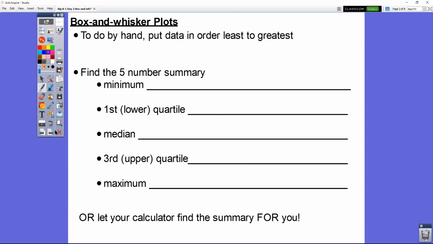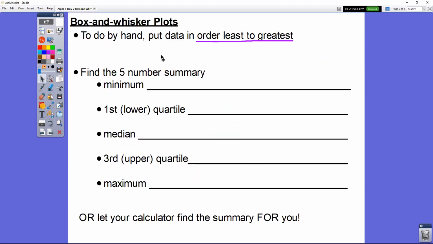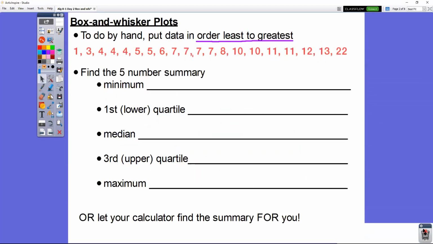Now, could you figure this out by hand? Sure. If you wanted to figure this out by hand, the first thing that you'd have to do is put the numbers in order from least to greatest. So you have all of these numbers. We would have to put them in order from least to greatest. I'm just going to save a little bit of time. I already have these numbers in order from least to greatest.